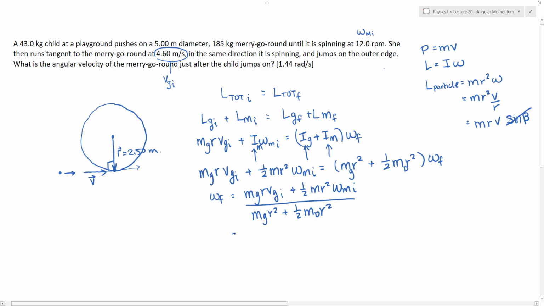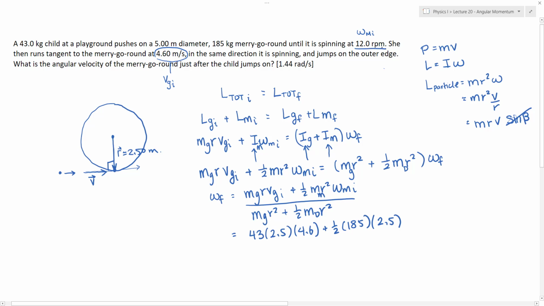Okay, and now we can start to plug everything in. So the mass of the girl is 43 kilograms. The r was at 2.5 meters. The velocity of the girl initially was 4.6 meters per second, plus 1/2 the mass of the merry-go-round now, so it's 185 kilograms. The r, the radius of the merry-go-round, is still 2.5. The angular velocity of the merry-go-round, so it was spinning at 12 RPM.